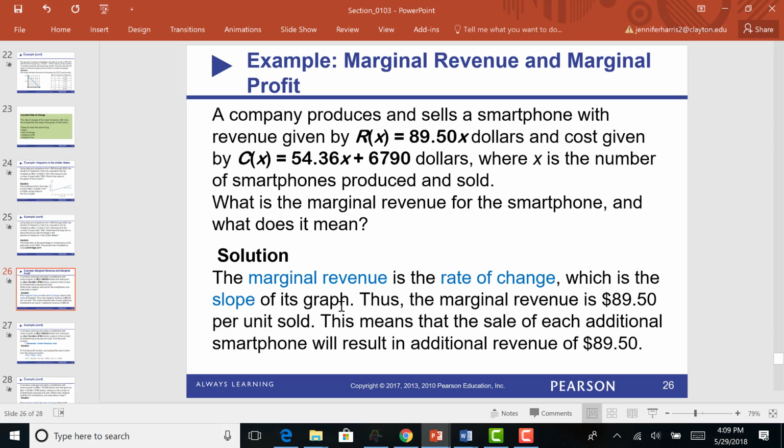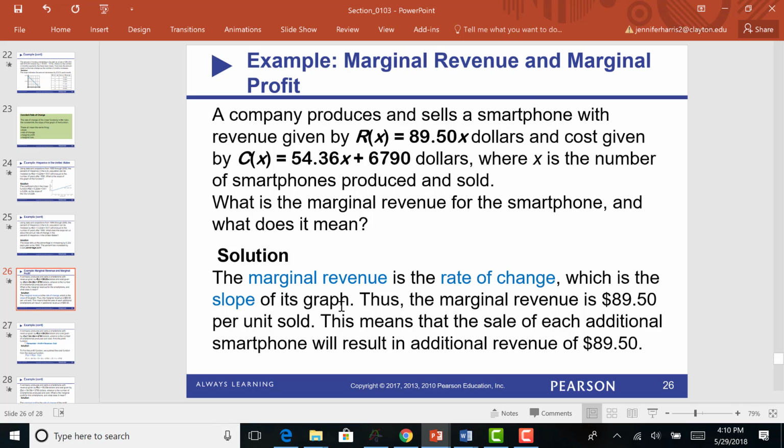And the cost is given by C of X. Why did they choose C? Cost equals 54.36X plus 67.90 in dollars, where X is the number of smartphones produced and sold. What is the marginal revenue for the smartphone?